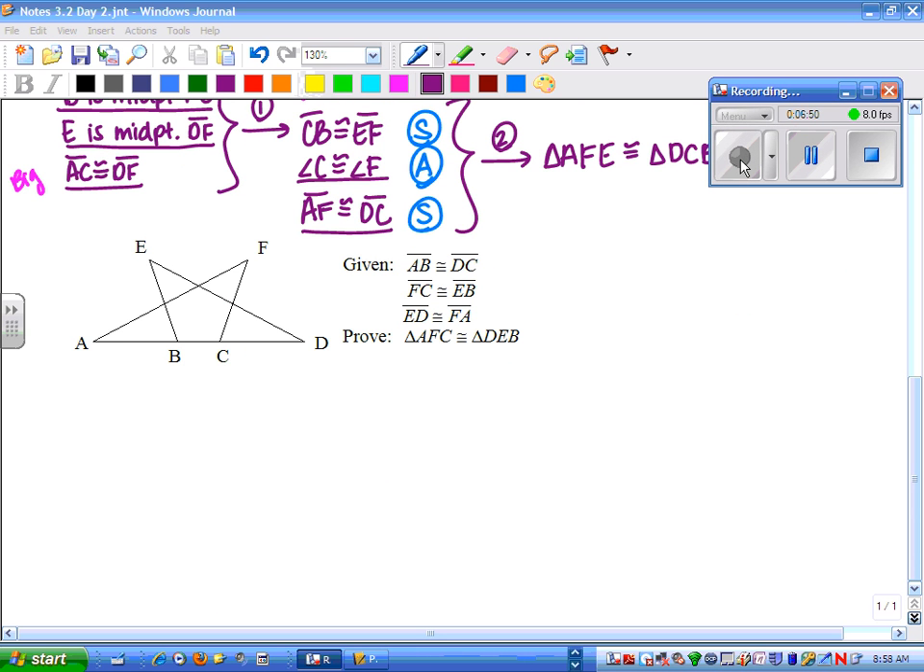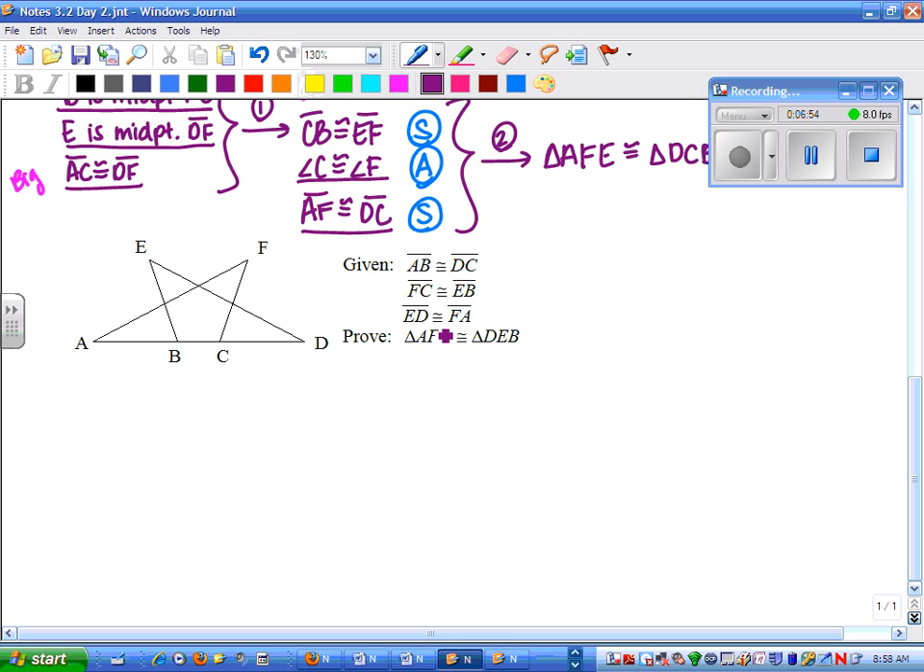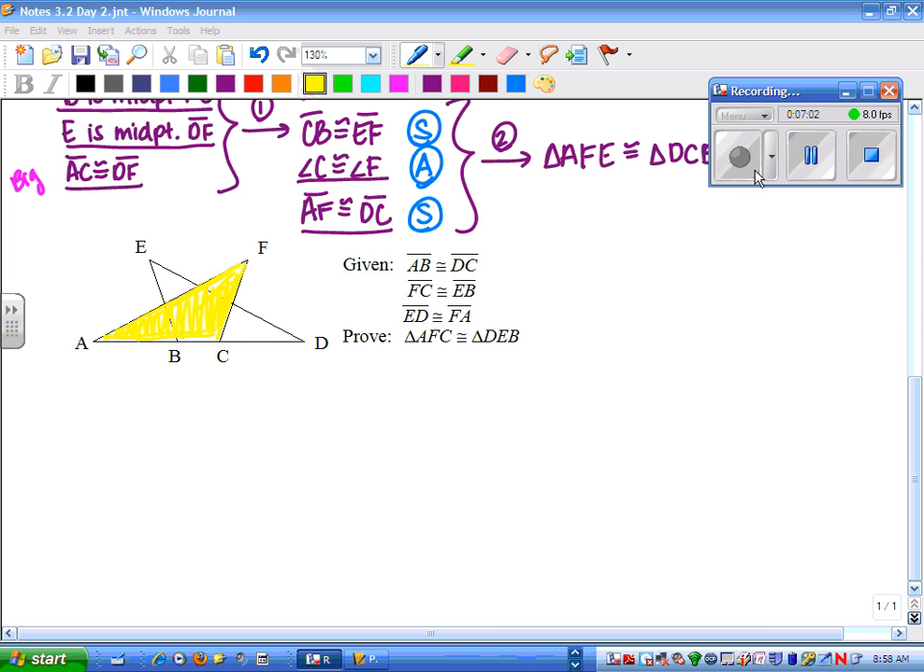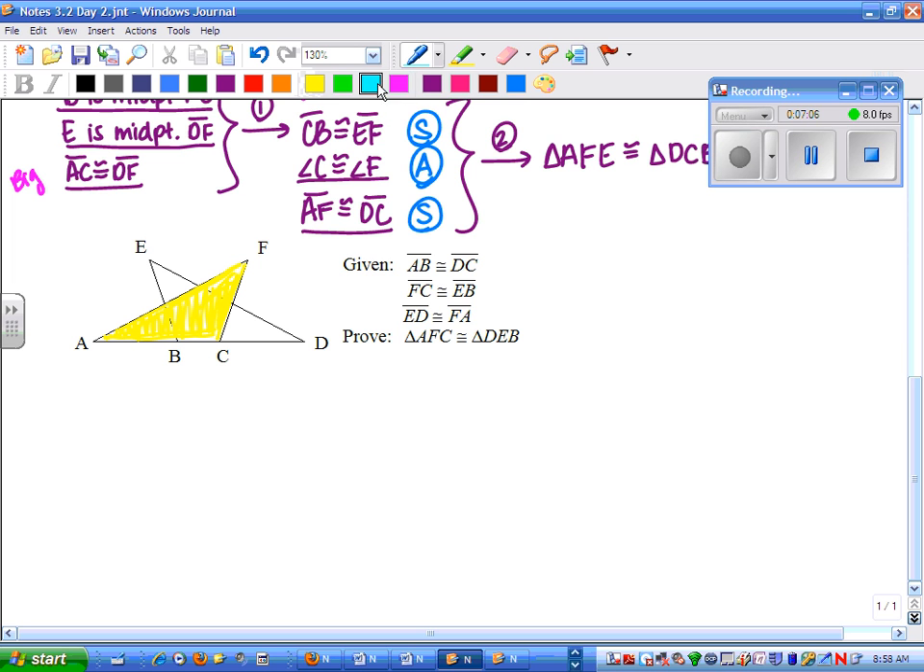Alright, last problem. I want to prove that these triangles are congruent: AFC. So I'm going to highlight that. AFC, and the other one, let's do blue, is DEB. So this one right here, they're overlapping each other. Make sure I get sides or angles of these two triangles. Anything else will not work.